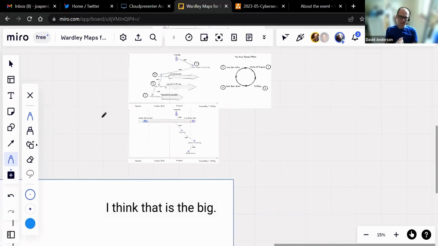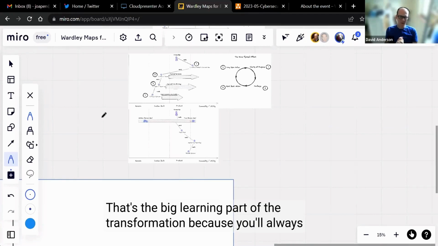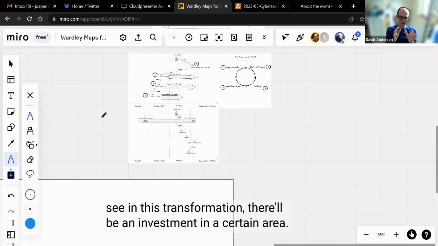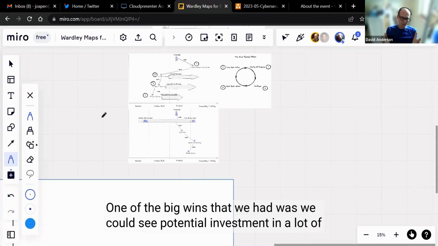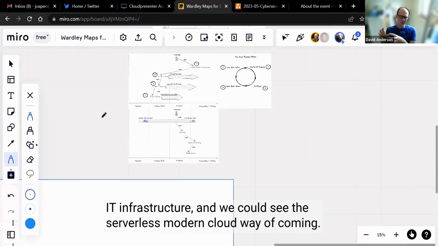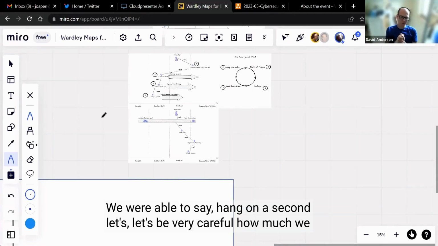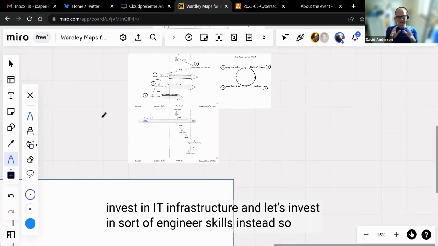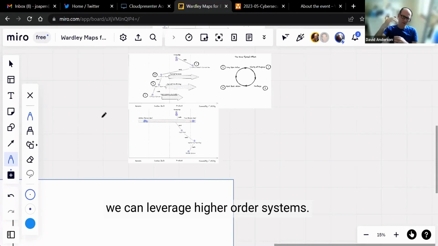I think that's the big learning as part of a transformation, because you'll always see in a transformation there'll be an investment in a certain area. One of the big wins that we had was we could see potential investment in a lot of IT infrastructure, and we could see the serverless modern cloud wave coming. And we were able to say, hang on a second, let's be very careful how much we invest in IT infrastructure, and let's invest in engineer skills instead, so we can leverage higher order systems.